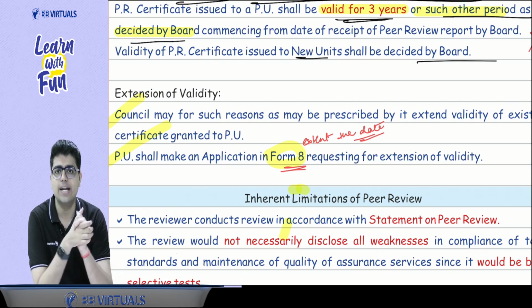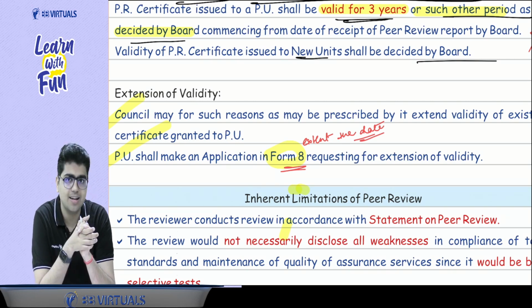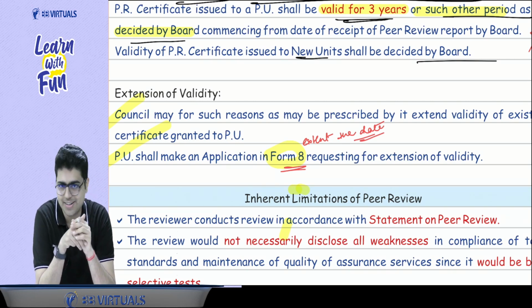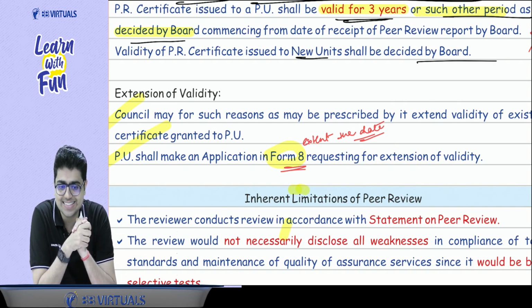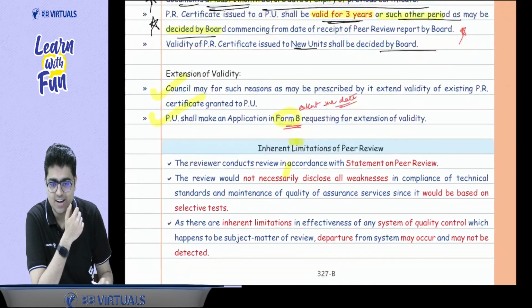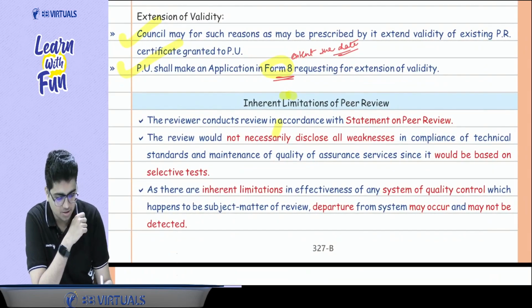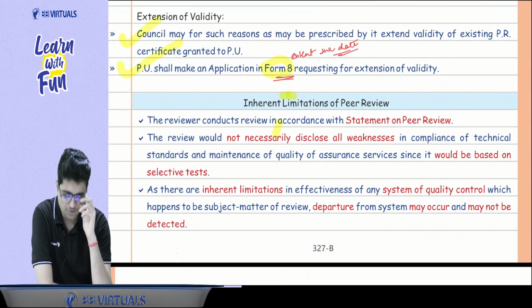So if you want to get your date extended, all boys want to get the date extended, huh? If you want to get your date extended, then Form number 8. Now comes the last topic, that is the inherent limitations of peer review. Very easy topic. First of all, sir, what are the inherent limitations of peer review?